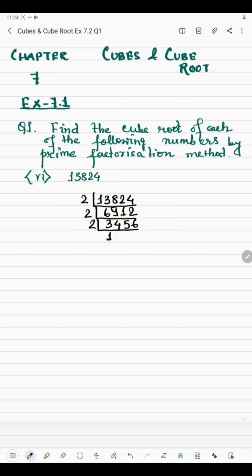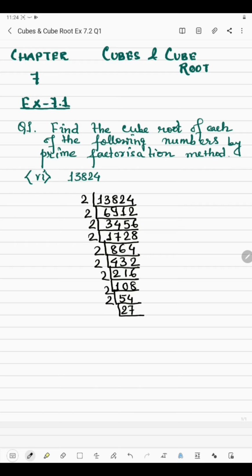So 2 1s are 2, 2 7s are 14, 2 2s are 4, 2 8s are 16. Now again we'll be taking 2. 2 8s are 16, 2 6s are 12, 2 4s are 8. 2 4s are 8, 2 3s are 6, 2 2s are 4. 2 2s are 4, 2 1s are 2, 2 6s are 12. 2 1s are 2, 0, 2 8s are 16. 2 5s are 10, 2 4s are 8. 2 7s are 54 (sic), 3 9s are 27. 3 3s are 9. 3 1s are 3.